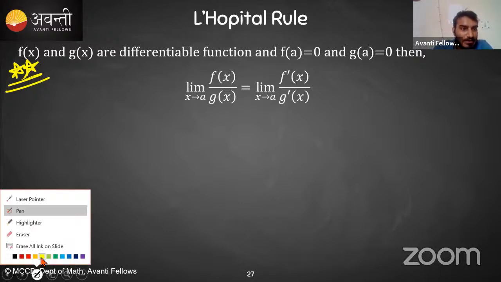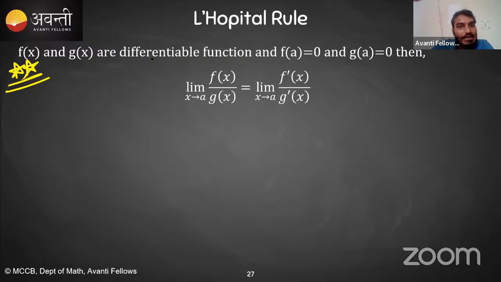Let's suppose f of x and g of x are differentiable functions, and f of a is equal to 0. So the value of f of x at x is equal to a is 0. The value of g of x at x is equal to a, that means g of a, is also 0. Then if somebody asks you to find the limit x tends to a, f of x upon g of x, you can differentiate the numerator and denominator directly.